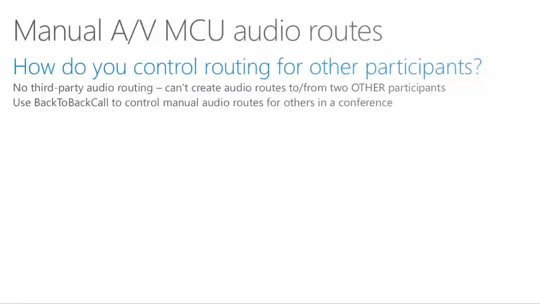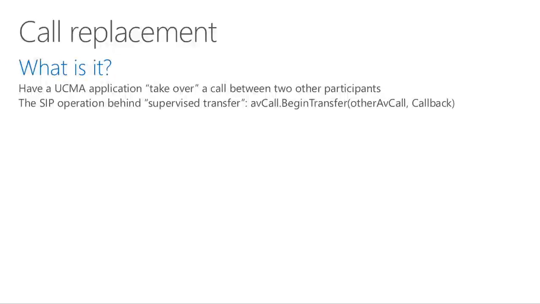The last thing that I want to talk about is a concept called call replacement. And this is sort of a trick. It's not actually built into UCMA, but it's a SIP concept that you can use if you write a little bit of extra code. And the concept of call replacement is that it allows you to sort of take over a call between two other participants. There are a couple of applications for this.